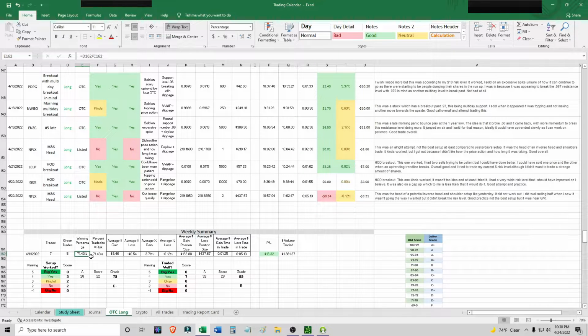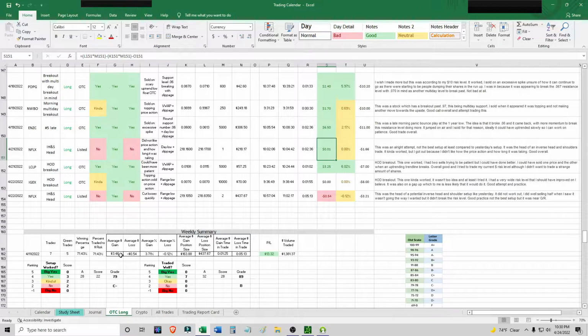5 green trades, good winning percentage. I only had one that didn't work out, and I didn't include it in my stats, this trade right here, because it didn't do anything. It was a break-even trade, as well as this one, even though I made a very tiny penny. This was basically a break-even trade.